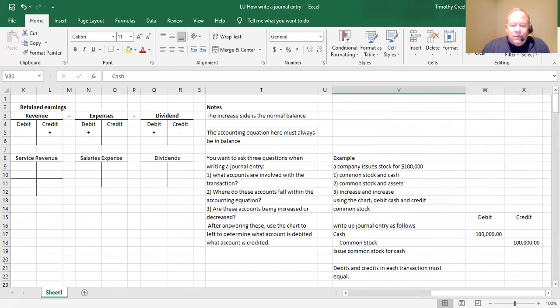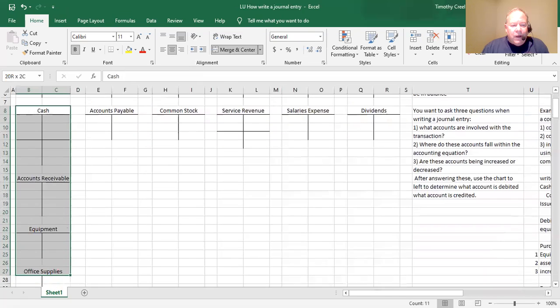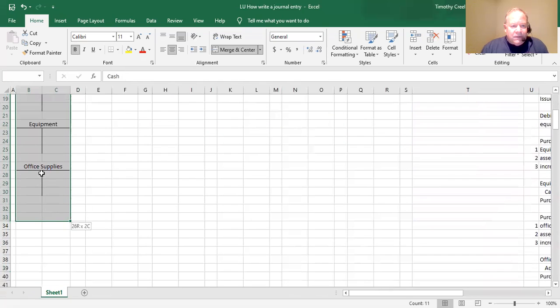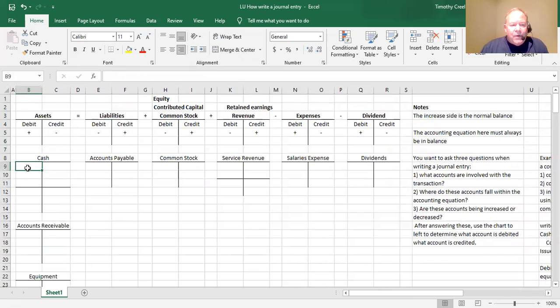And what I want to do is show you how to post those to T accounts. T accounts, like you see here for cash, notice that all of the asset accounts fall under the asset T account. So all these are asset accounts. And posting to these accounts simulates posting transactions to the actual accounts. So you write up a journal entry and then you post it to the accounts. And that's what this activity is going to simulate here.